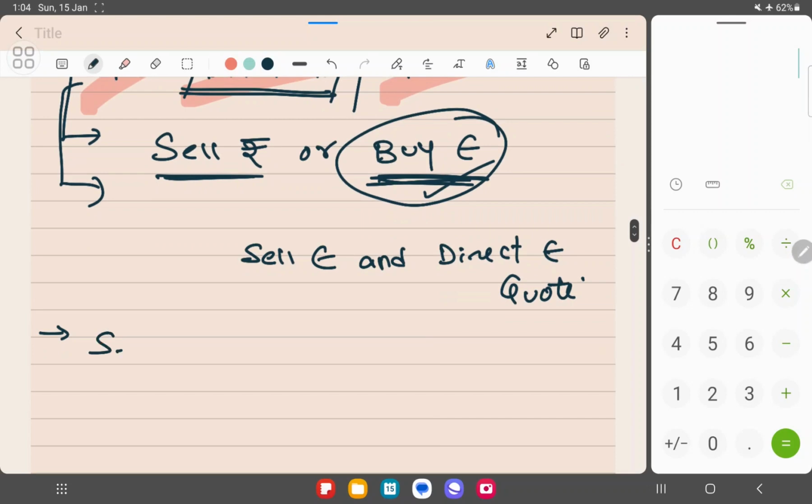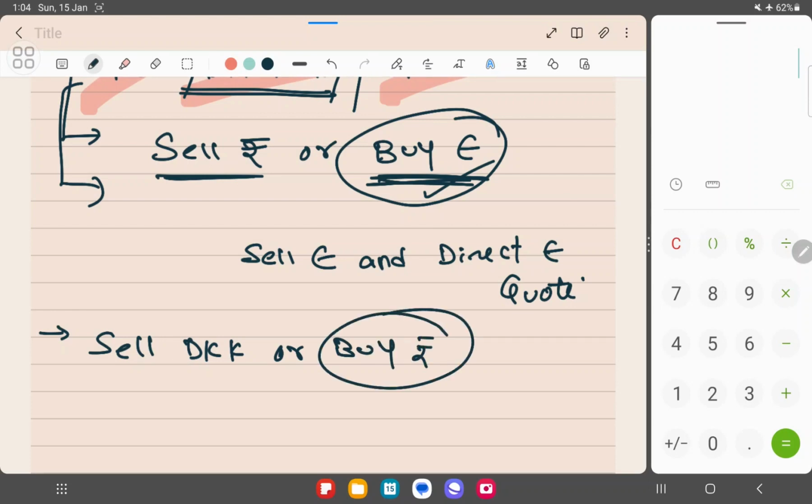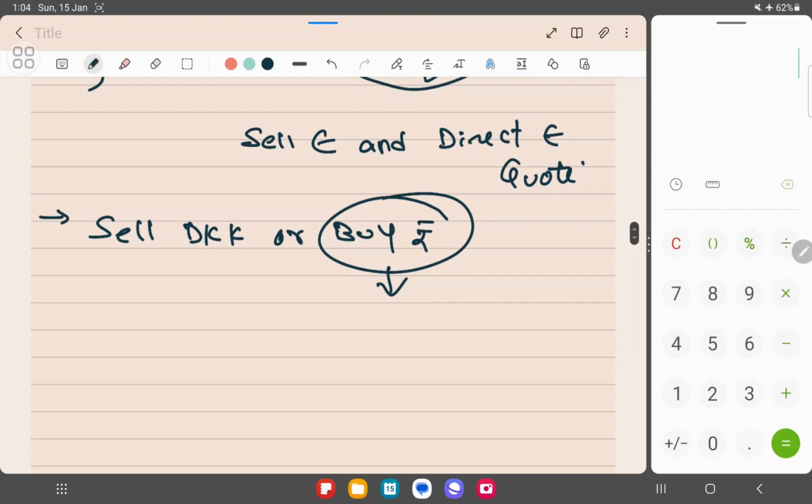Okay, so basically sell DKK or buy rupee. Okay, now you have rupee. From this, in order to hedge this transaction, you had to sell rupee. Okay, but you did not have a direct rupee quote, but you had a quote containing rupee and a direct pound quote. So sell rupee means you said, okay, buy pound. That is nothing but buy pound.